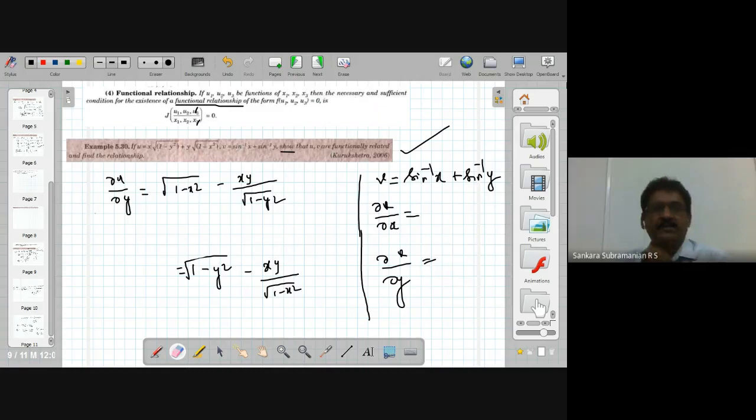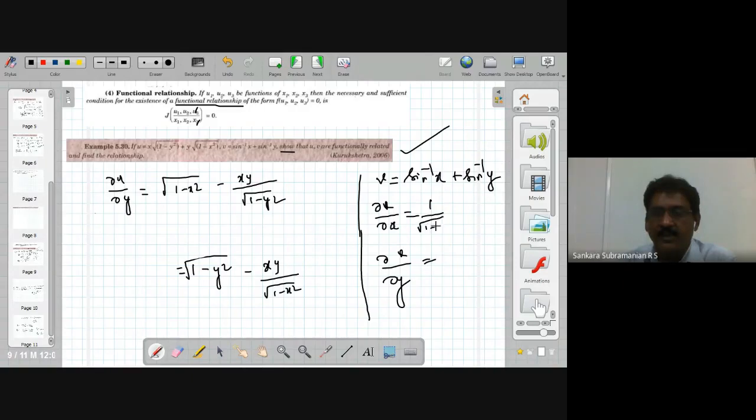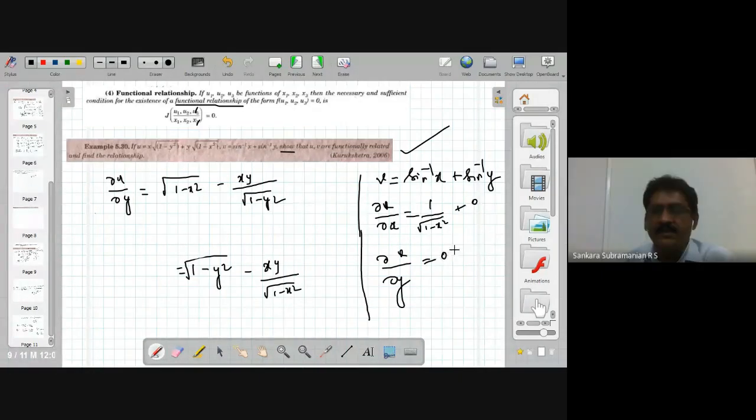Okay, so this completes. Here we have dou v by dou x. What is differentiation of sine inverse x? 1 by square root of 1 minus x square, into differentiation of x is 1. Okay, and this is 0. Here this is 0 and this is 1 by square root of 1 minus y square.